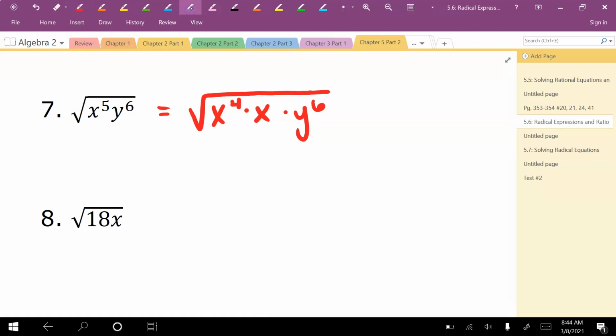So x to the 4th would become what? Good, x to the 2nd. That takes care of that one. Now this x is going to have to stay. I can't do anything with it. Let's take care of the y. What's 6 divided by 2? 3. So I have x squared, y to the 3rd. Those both come out front. And underneath my square root sign, I need to write x.